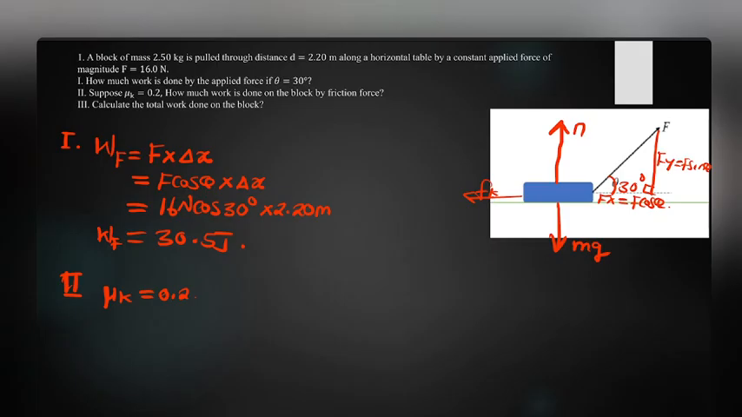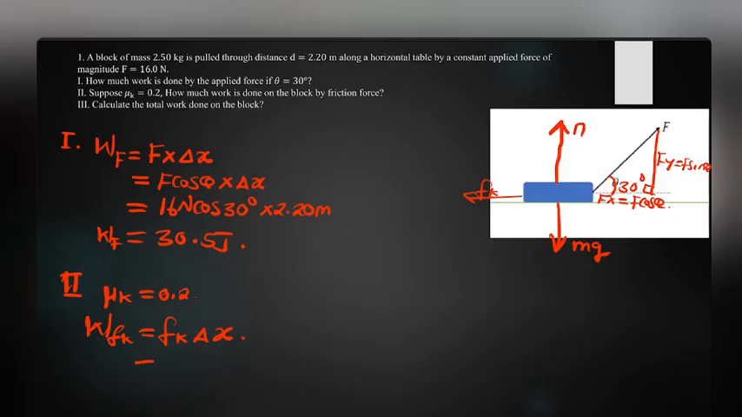So here we need to calculate the work done by the friction force on the block. The work done by the friction force will be equal to the friction force itself, times the change in displacement. That's what we're going to do.